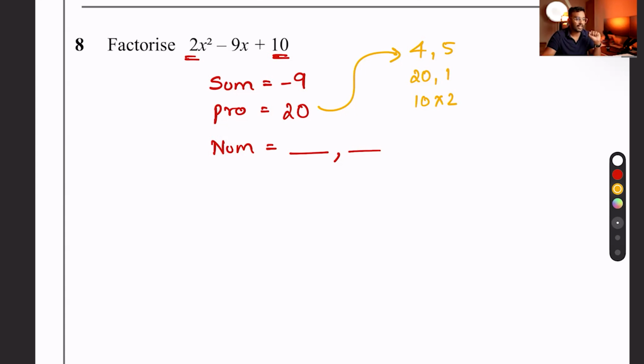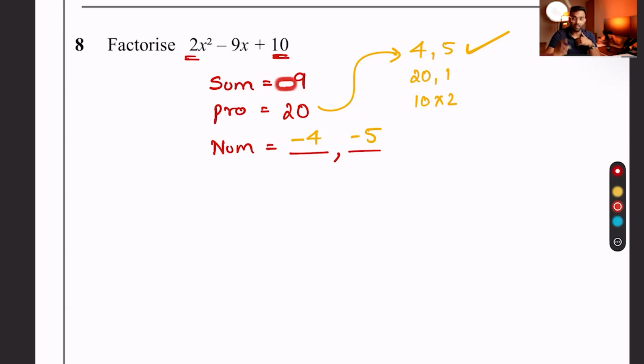Look at it again. 4 and 5, right? So that would be -4 and -5. Cool? Everyone? Yeah? -4 and -5. It has to be negative because we have a -9 here.